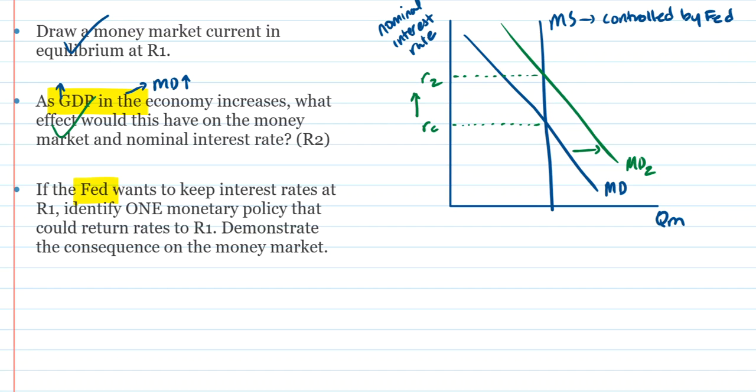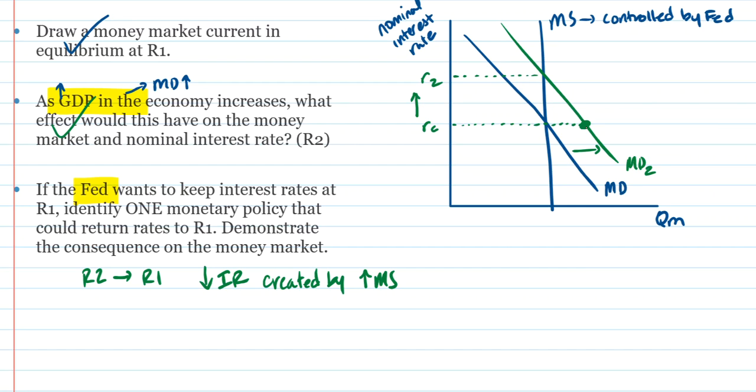So first, now we are talking about the Fed, which means we are talking about the money supply. And the Fed has a goal to get us back to R1. But R1 now exists here on MD2. So if the Fed wants to decrease interest rates from R2 to R1, then the Fed needs to increase the money supply. An increase in the money supply can create a decrease in our nominal interest rate.